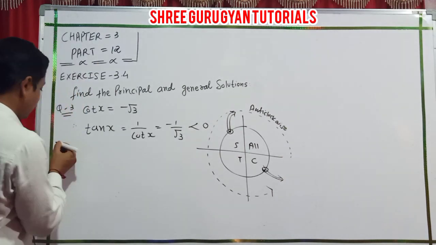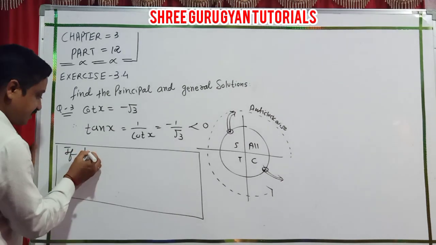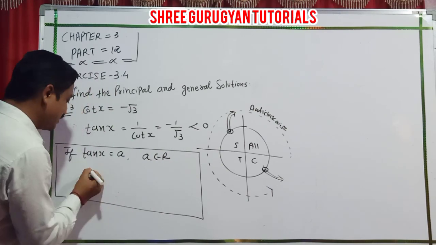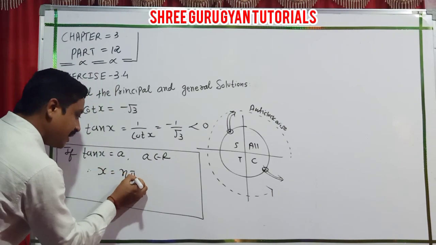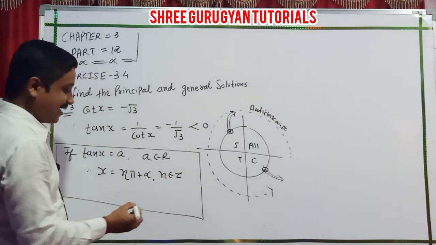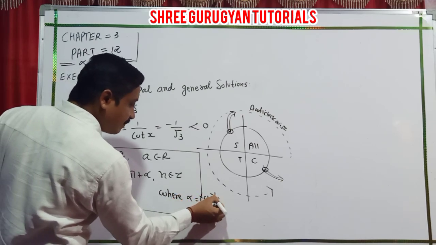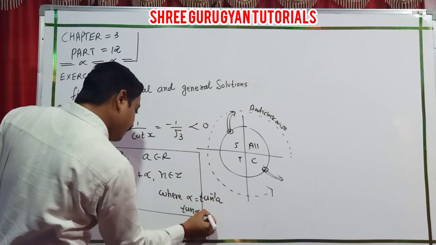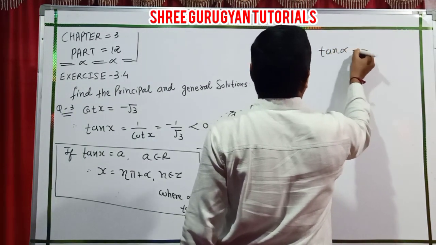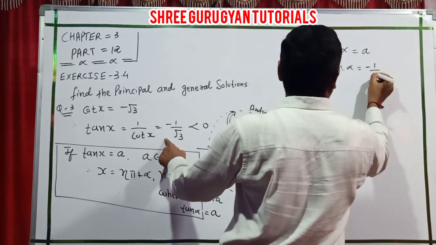Yes students, first of all I write down the basic formula. If tan x is equal to a, where a belongs to R, then the solution is x is equal to n pi plus alpha, n belongs to Z, where alpha is tan inverse a, which means tan alpha is equal to a. That value I apply here in the solution. My a value, students, is -1/√3.